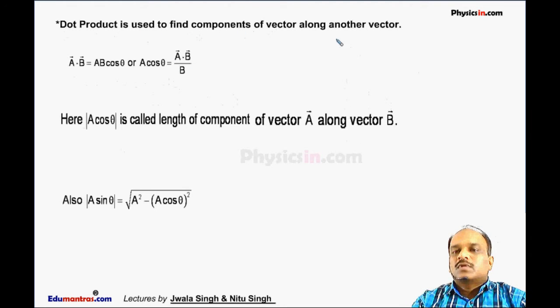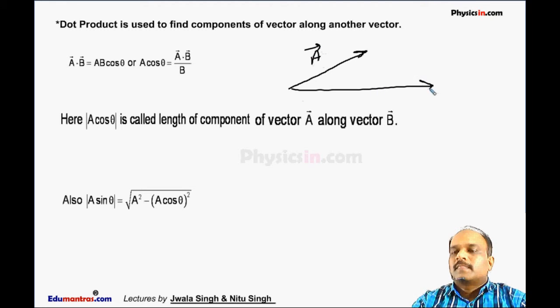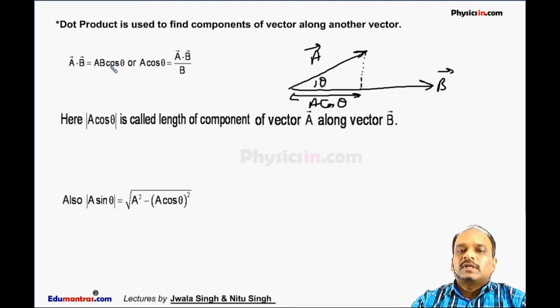The dot product is used to calculate the component of a vector along another vector. Suppose this is vector A, this is vector B, and this is theta. So I can say this length is A cos theta. A cos theta can also be calculated from A dot B. We know A dot B is AB cos theta, so A cos theta is vector A dot vector B divided by mod of vector B. This is called the length of the component of A along vector B. This is A sin theta.